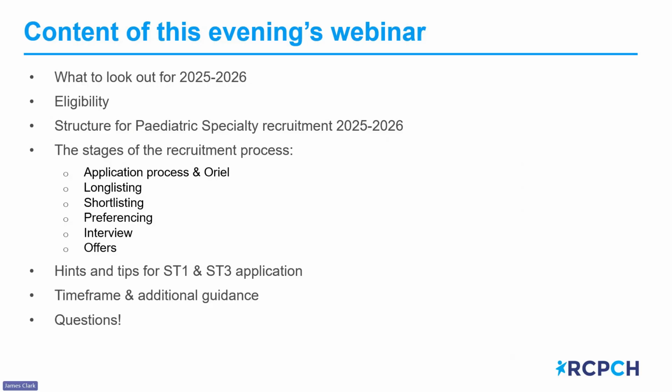So we're going to cover something new to look out for ST3 and ST1 for this year. We'll be covering the eligibility criteria, and then we'll go through the various stages of the recruitment process for getting into paediatrics. There's going to be some hints and tips as well on completing your application in particular. And then we'll just have a run through some final points around the time frame and additional guidance. As I say, hopefully we'll have plenty of time left at the end for questions.